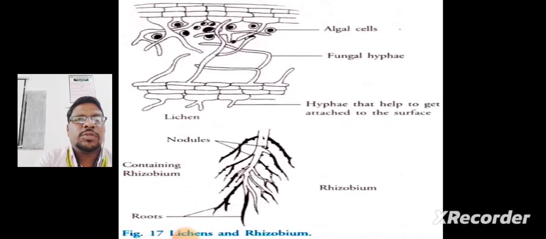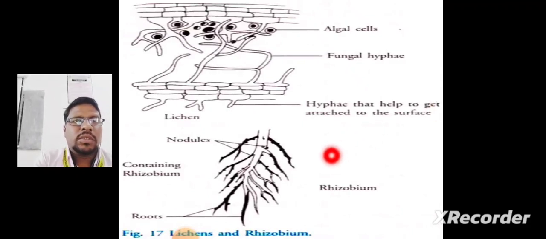This picture shows that the first one is a lichen and the second one is rhizobium. It shows the algal cell and the fungal hyphae, both beneficial to each other, living in symbiosis as a single organism. The second picture shows the root-rhizobium bacterial association with a fabaceae plant.